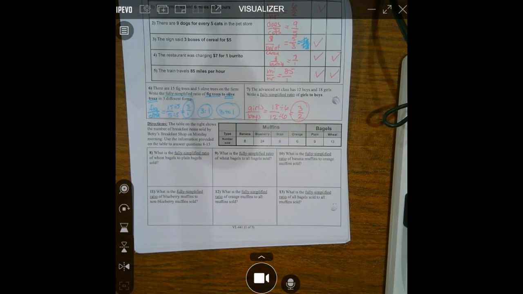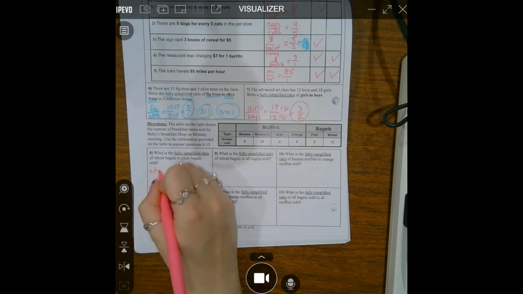Okay, for this one, we're going to use this table on the right here, and it says, the table on the right shows the number of breakfast items sold by Betty's Breakfast Shop on Monday morning. Use the information provided on the table to answer questions 8 through 13. And then, what is the fully simplified ratio of wheat bagels to plain bagels? So they want wheat on top and plain on the bottom.